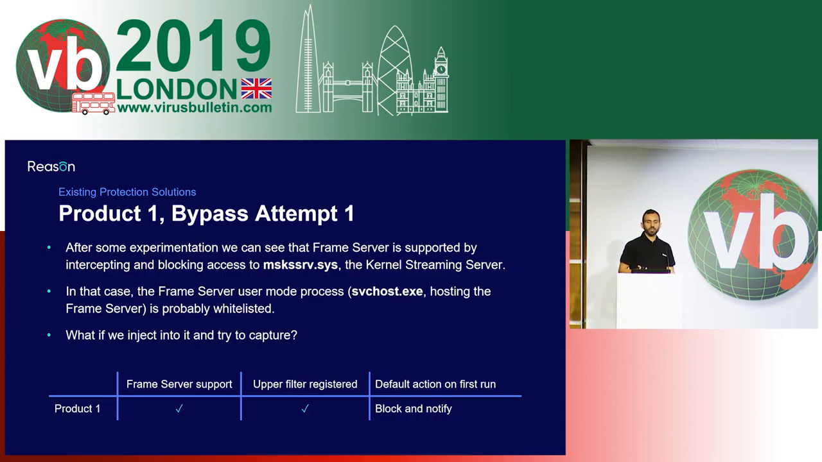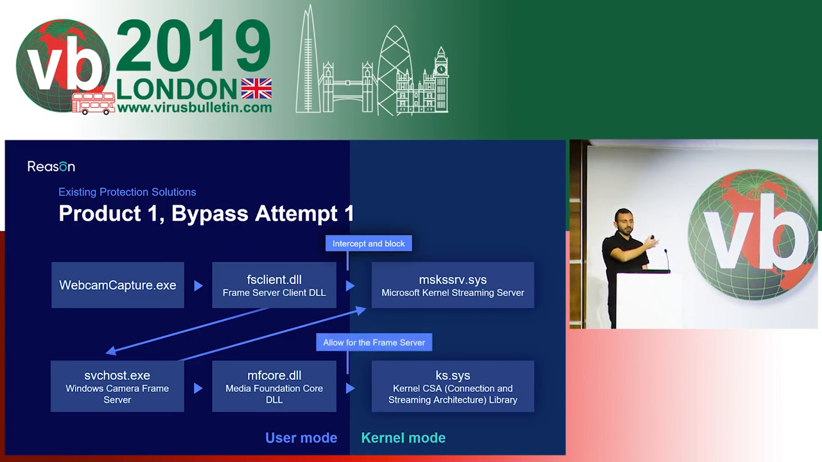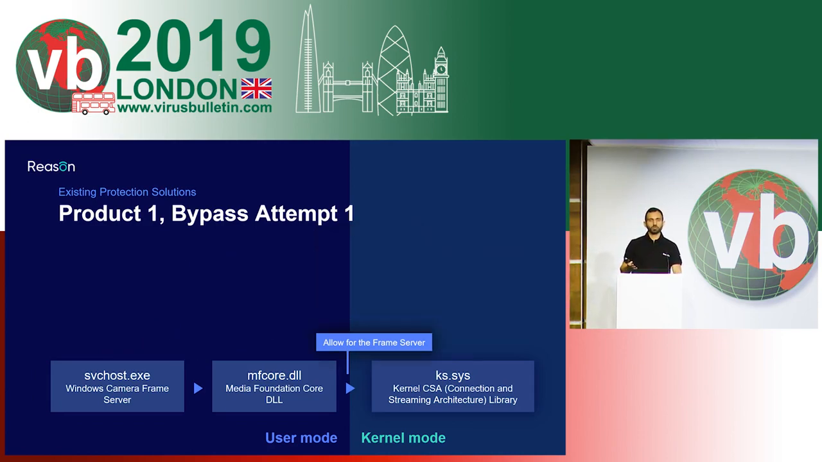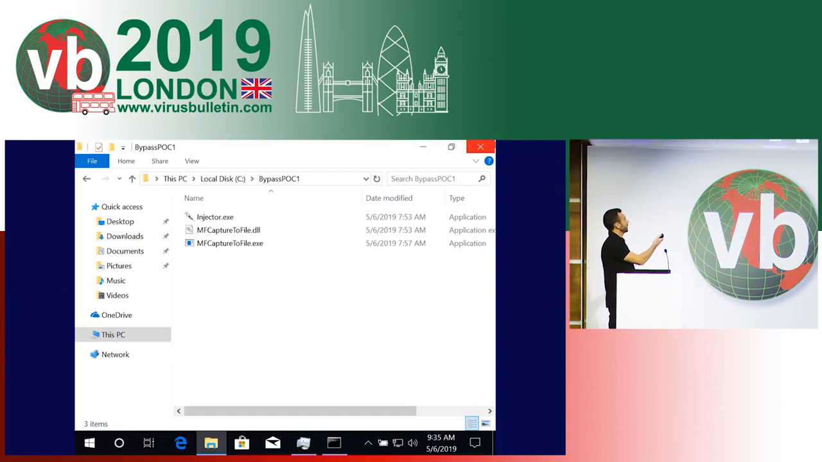So we thought, what happens if we inject into it and try to capture from within this process, since it's whitelisted? So here's how it looks, right? Here, an unknown program is being blocked from using the camera, and the svchost.exe process is whitelisted. So we are going to do the following. We are going to inject a DLL into svchost and capture from there. And here is a video which demonstrates what happens.